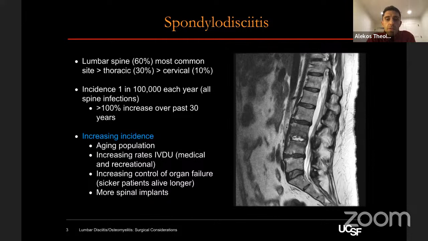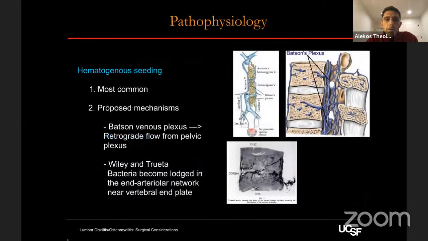There's several factors for this. I think they all contribute to this increased incidence: aging population, increasing rates of IV drug use. And then in general, we're treating patients who are living longer, who are sicker, and are having treatments that keep them alive longer. And then also instrumentation and interventions in the lumbar spine are increasing. Some of which are very traditional, but some of which are somewhat more experimental. And I think this does contribute to the increase in incidence of these infections.